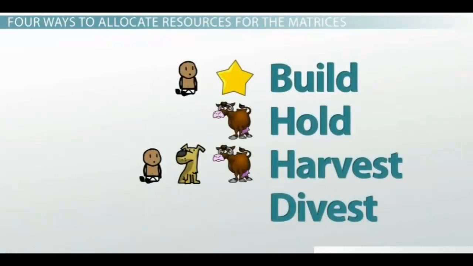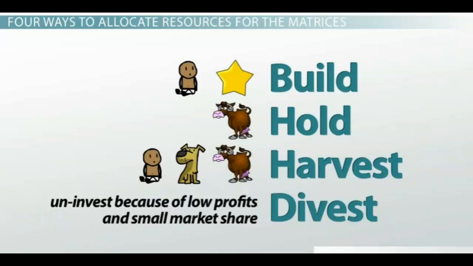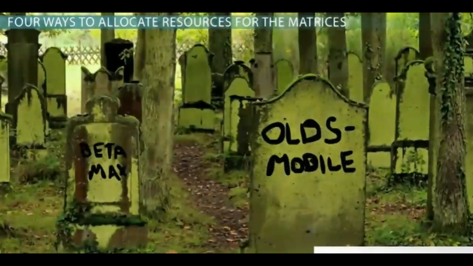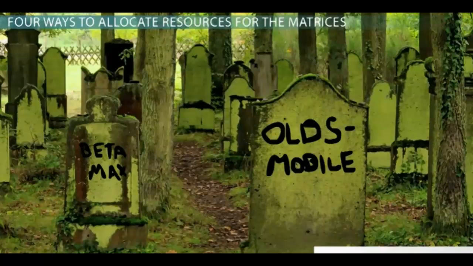Lastly, a company can plan to divest or uninvest its SBU because of low profits and small market share. Usually, the dogs find themselves in these situations if a company cannot turn them around. Divest is the opposite of invest. So instead of putting more money into failing brands like Oldsmobile, Betamax, and record players, the companies decided to divest themselves of these SBUs.